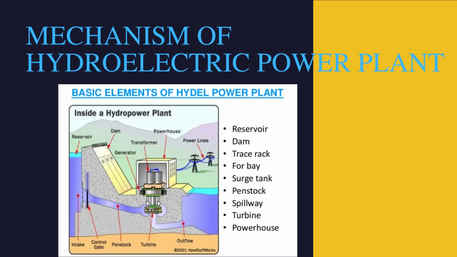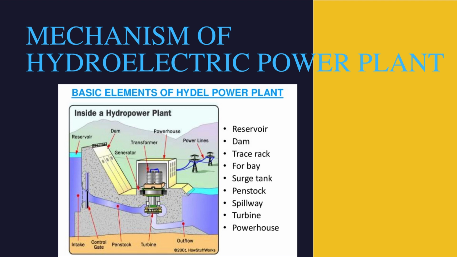Let's have a look at the mechanism of a hydroelectric power plant. Some basic elements of a hydel power plant are reservoir, dam, trash rack, forebay, surge tank, penstock, spillway, turbine, powerhouse. In this diagram, it is clearly seen that the water flowing from the reservoir is directed into the turbine. As the water is moving with velocity v, it has some kinetic energy. During the rotation of the turbine, this kinetic energy gets converted into mechanical energy, and this mechanical energy gets converted into electrical energy with the help of the generator.